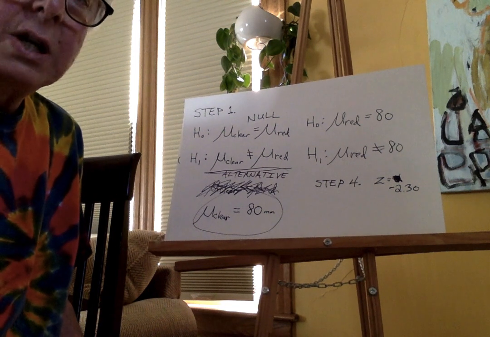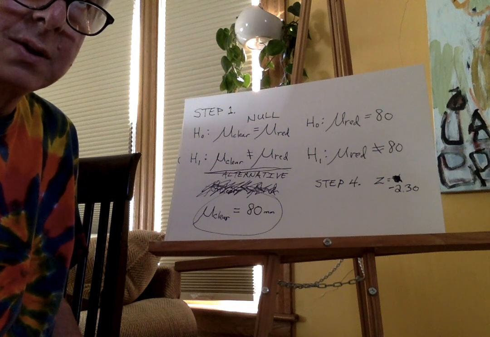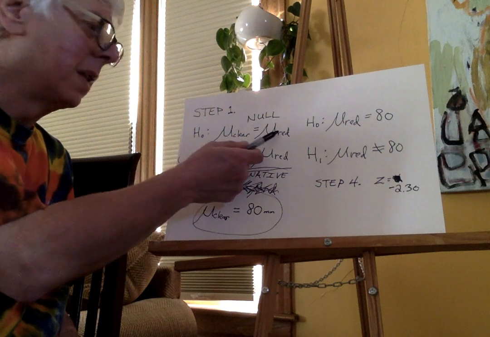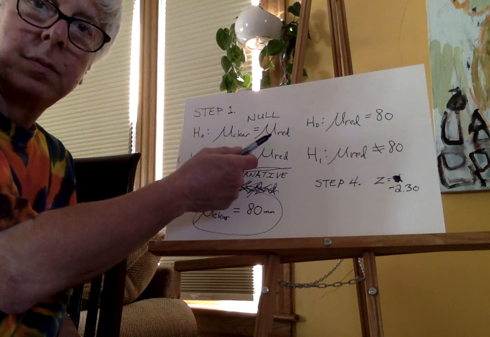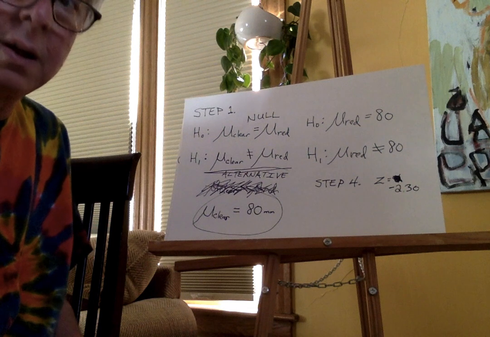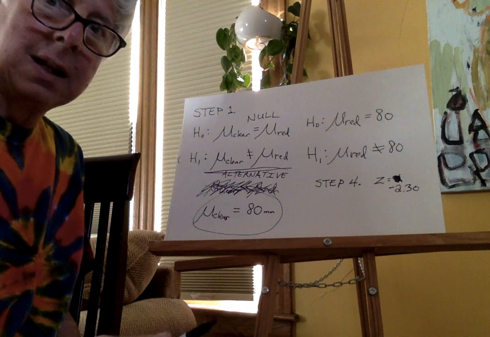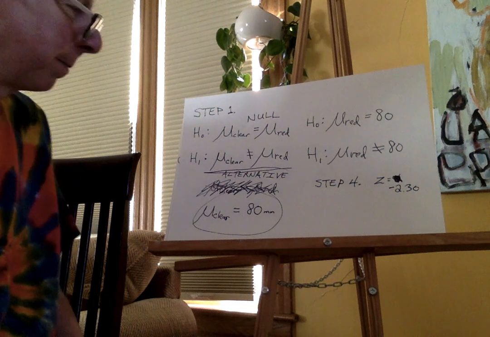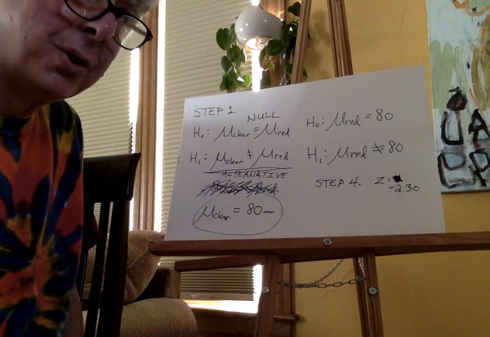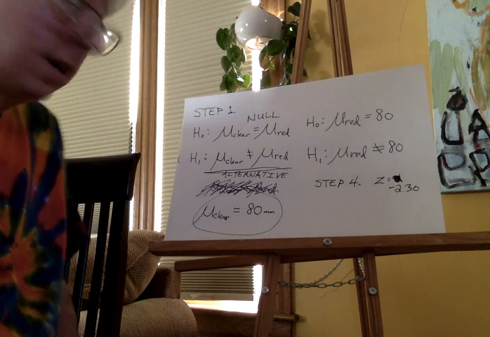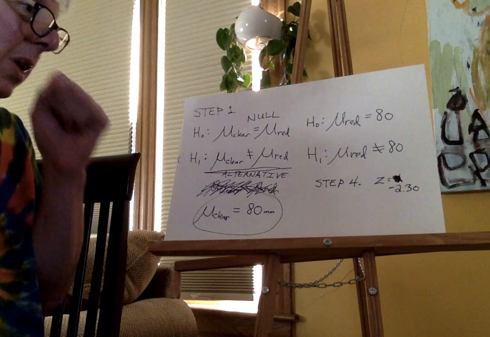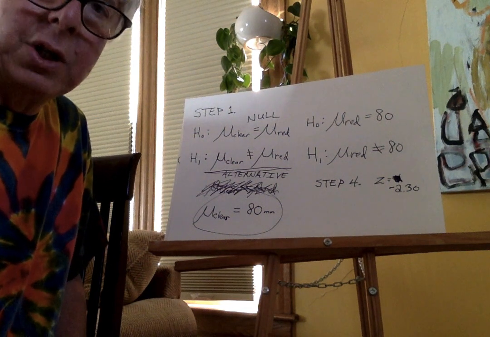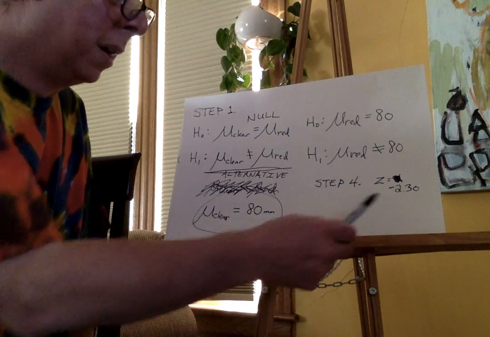We can either reject the null hypothesis. What does that mean? I'm rejecting the notion that these two groups are equal. If I reject the null, I'm saying that I don't think that they're equal. If I fail to reject the null, then that means it looks like the two groups are equal. So in this case, what do you think we're going to do? Reject the null or fail to reject the null?